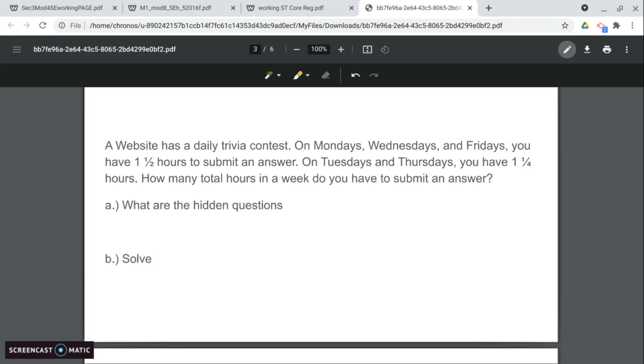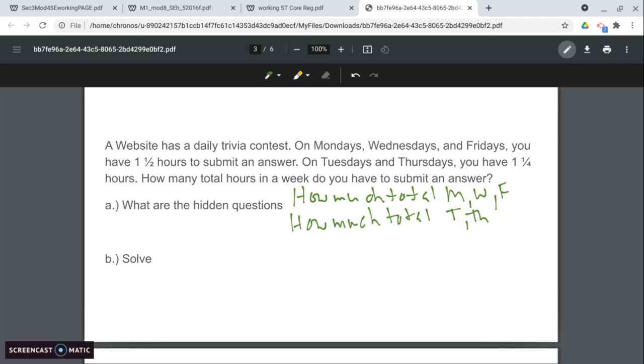Well, if each of those days, Monday, Wednesday, Friday, you have 1.5 hours, you need to know how much total Monday, Wednesday, Friday, how much total Tuesday, Thursday. So for Monday, Wednesday, Friday, we'd take 1.5, which is 3/2 times, there's 3 days. So 3 times 3 is 9 over 2. So we'd have 9/2 or 4.5 hours.